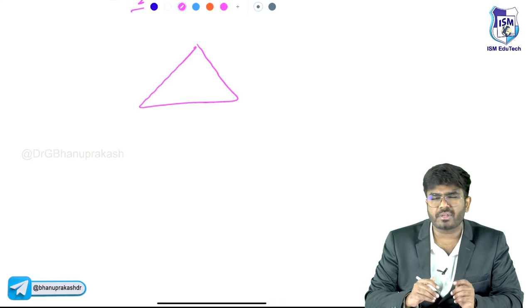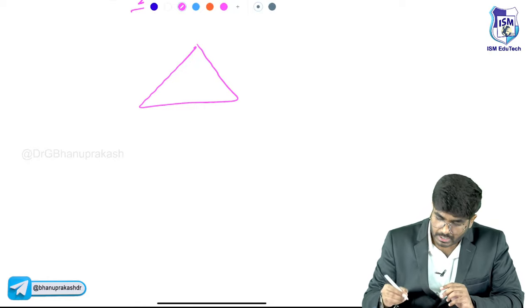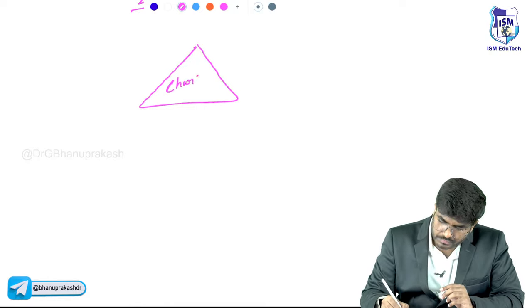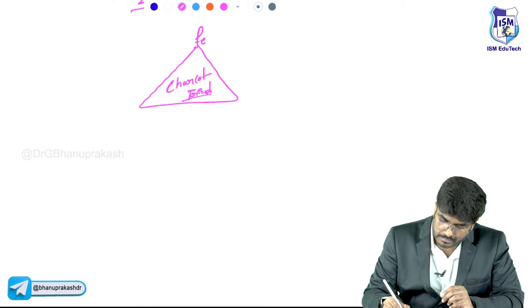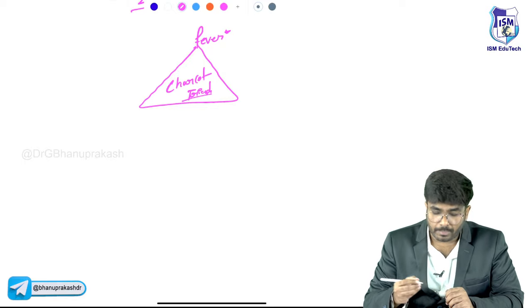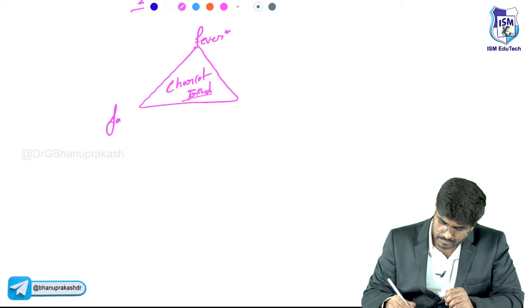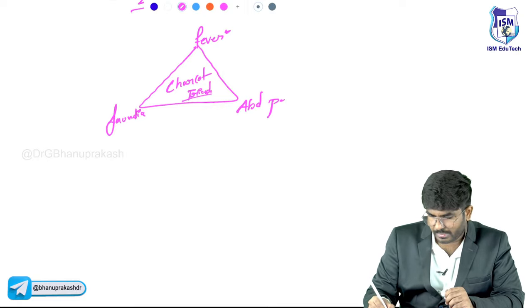Usually the patients who are having cholangitis are going to have a triad of symptoms. Of course, these are non-specific symptoms, but this is called Charcot's triad. So what exactly is Charcot's triad? The patient is going to have fever, jaundice, and abdominal pain.